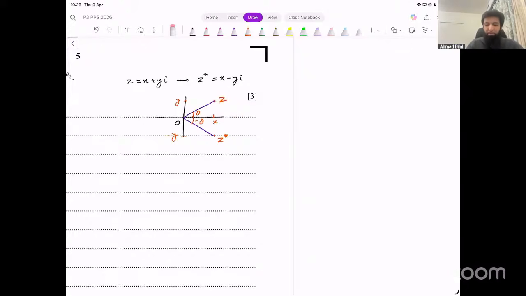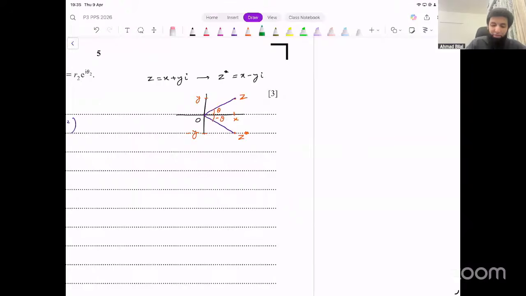Now, what changes about its argument and modulus when it goes there? For example, if the modulus was 3 earlier, what about the modulus of the conjugate? That still remains the same. Modulus is not going to change. But what about the argument? If this angle was, for example, pi over 6 earlier, now when this point goes down there, the argument becomes negative pi over 6. So the argument just becomes negative. That's the only thing that changes.